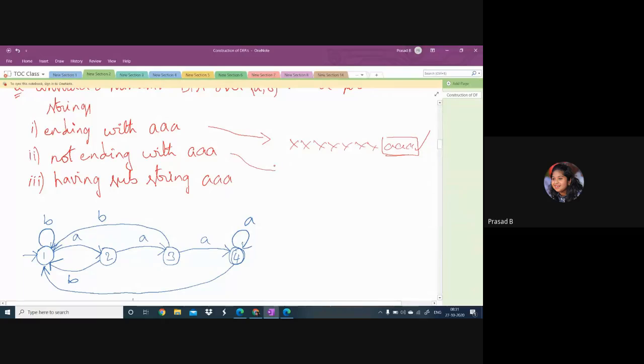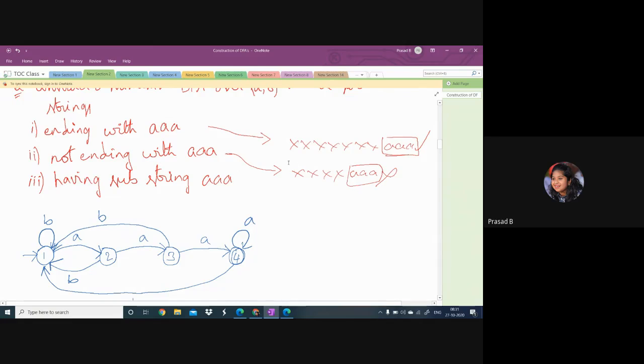For the second question, it will have any combination of a and b. I'm talking about the language, not the automata. The second language will have any combination of a and b, but it doesn't have the strings whose last three symbols are a's. These kinds of strings will not be there.